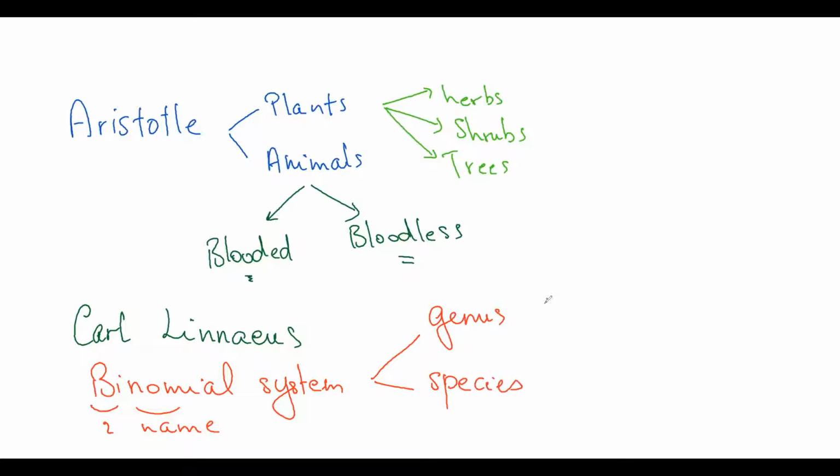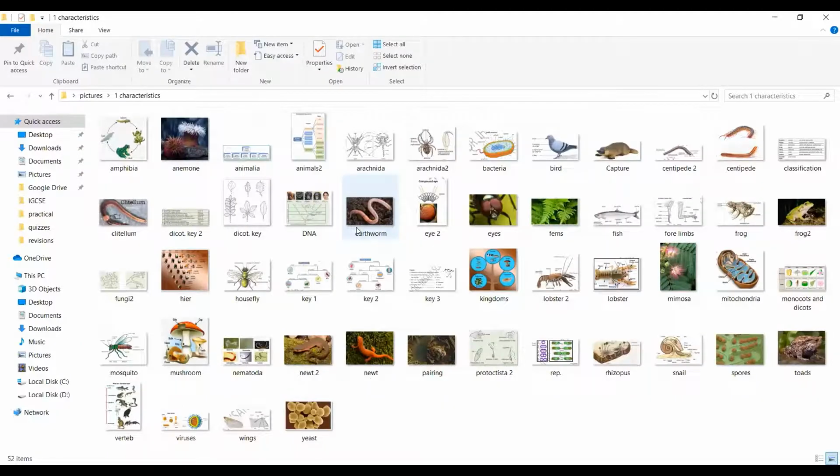Now, what is the genus and what is the species? Linnaeus classified the organisms into groups. Let me put this picture up to show you what I mean. Just a second to upload this picture.